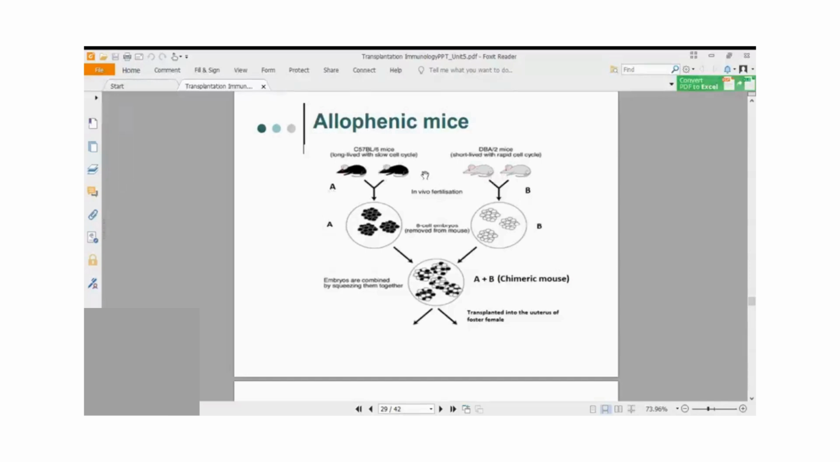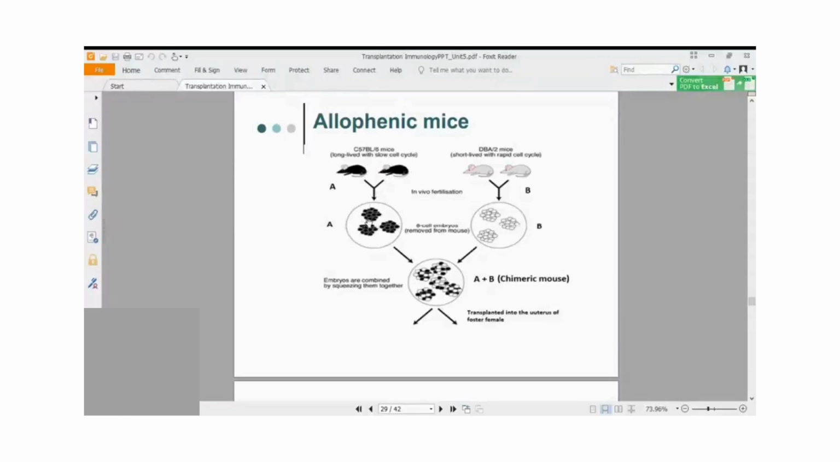Now what Beatrice Mintz did is she crossed these two inbred mice, genetically close to each other, male and female. She crossed and obtained the blastocyst. They have shown it by color just for your understanding purpose. Please remember that the black will not be there in the blastocyst. It is only for your understanding.